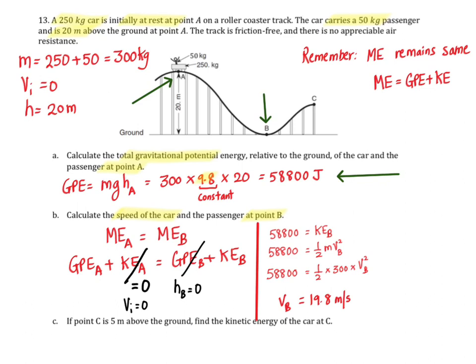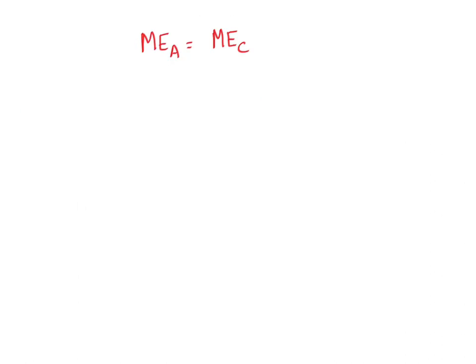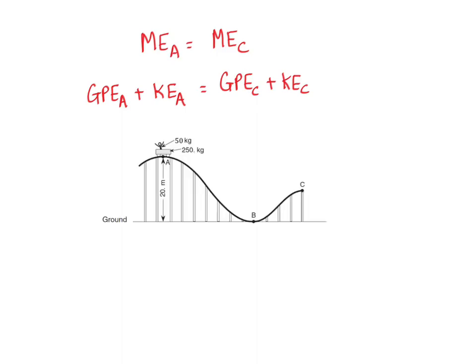Part C, if point C is 5 meter above the ground, find the kinetic energy of the car at C. So now we want to focus on this point C, which is at a height of 5 meter from the ground. And we want to find the kinetic energy of the car at C. So we'll again apply the conservation principle. MEA, mechanical energy at A, is equal to mechanical energy at C. Replace it with its formula. Let's get the diagram here and label the height as 5.